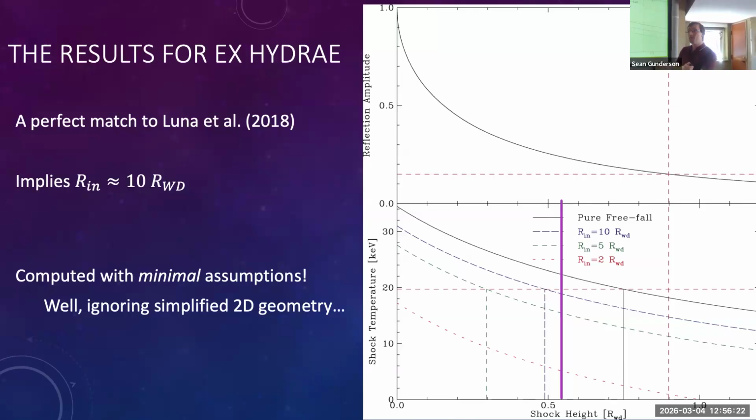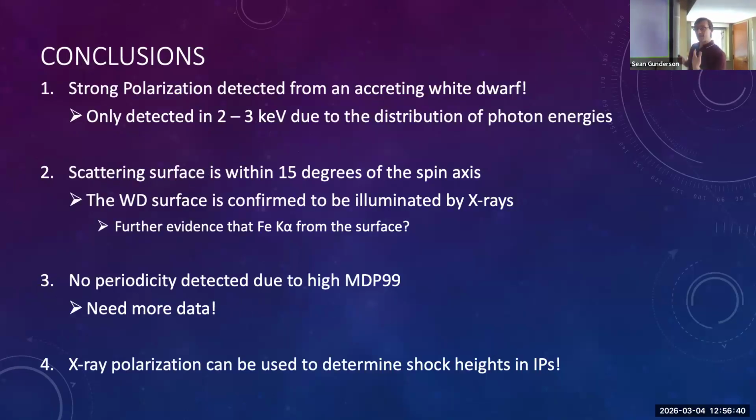So this was computed with minimal assumptions, ignoring my simplified 2D geometry, but that's something that can be fixed. So this is really the power of using polarimetry, that you can get out the geometry directly from the measurement without having to make very many assumptions. So I can conclude from doing this observation that there is strong polarization detected from an accreting white dwarf.